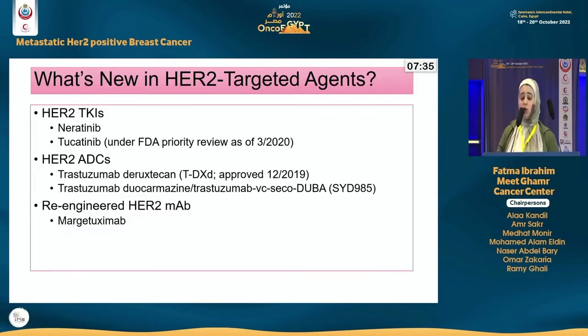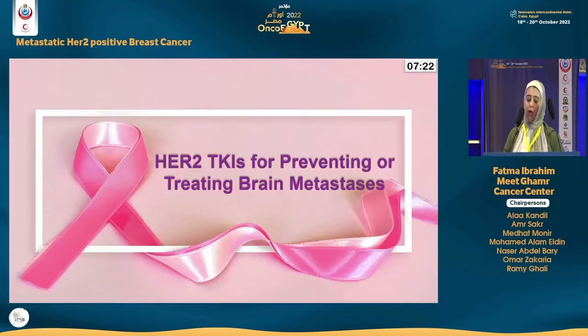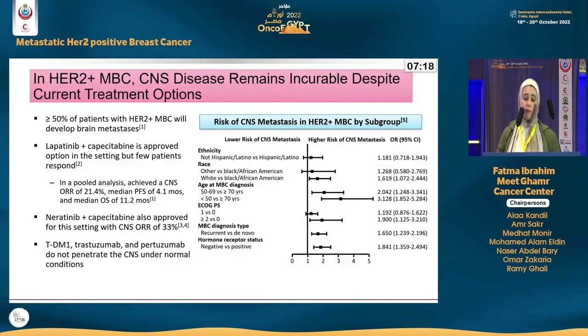What is new in HER2-targeted agents? Other HER2 TKIs: neratinib, tucatinib; HER2 antibody drug conjugates: trastuzumab deruxtecan and trastuzumab duocarmazine; and the engineered HER2 monoclonal antibody margetuximab. HER2 TKIs for preventing or treating brain metastasis. More than 50% of patients with HER2-positive metastatic breast cancer will develop brain metastasis.